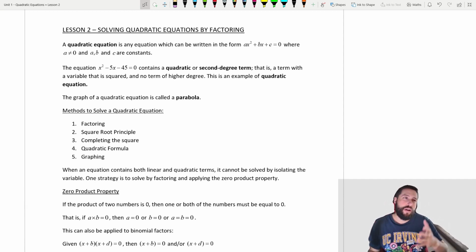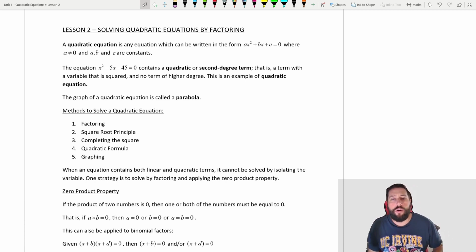Today we're going to continue on with our quadratic equations unit, lesson number 2, solving quadratic equations by factoring. So let's get started. A quadratic equation is any equation which can be written in the form ax squared plus bx plus c equal to 0, where a can't be 0 and a, b, c, so all the coefficients, are constants. Okay? The equation x squared minus 5x minus 45 equals 0 contains a quadratic or second degree term. That is, a term with a variable that is squared and no term of higher degree. This is an example of a quadratic equation.